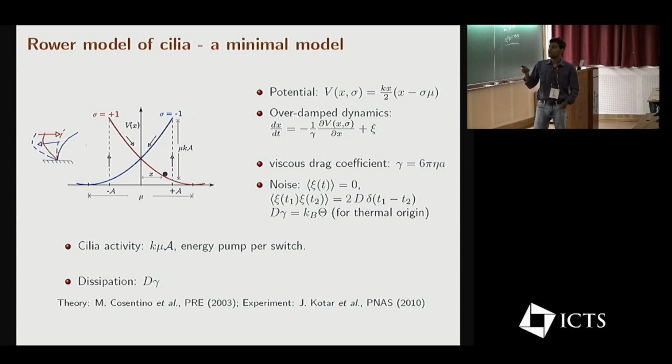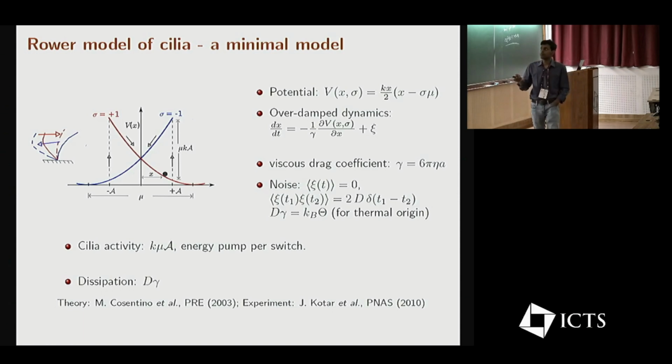Here you have two harmonic potentials, red and blue, and one microbead doing Brownian motion under one of the potentials. Once it reaches a particular location, for example plus A or minus A, we switch off the red potential and switch on the blue potential. Then it moves downhill, and once it reaches here, we switch on the other potential. In this way, we create sustained oscillation.